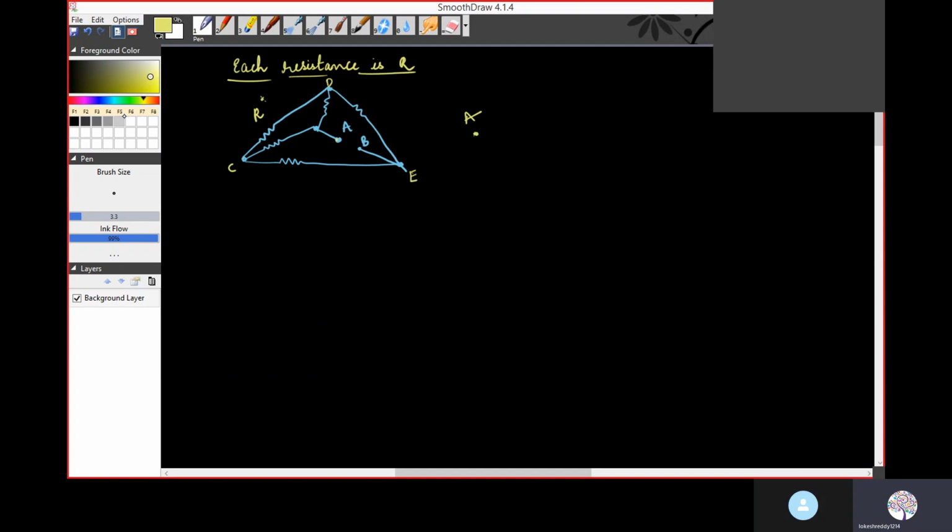So now here, from A to C, let us take C here, D here and E here. Just write A to D, one resistor is there, and A to C, one resistor is there. Then C to D, one resistor is there. And then D to E, one resistor is there. And then C to E, one resistor is there.